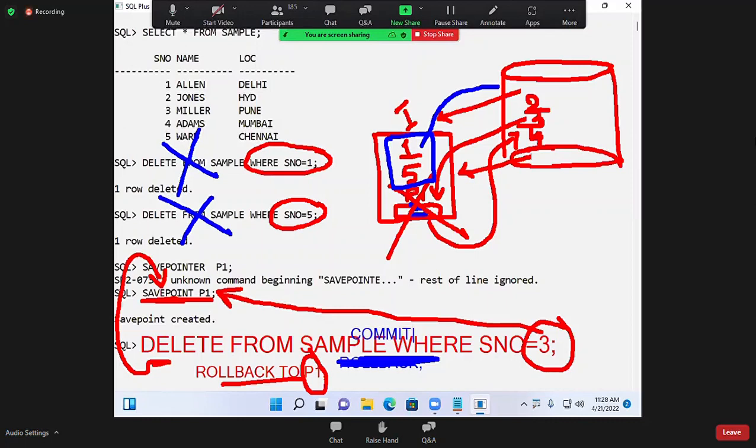If I did commit, what happens? 1 is deleted, 5 also deleted. So these are permanently deleted. And finally, in your database table, what is there? 2, 3, and 4. Understand? So this is the internal process that happens once you create your pointer.